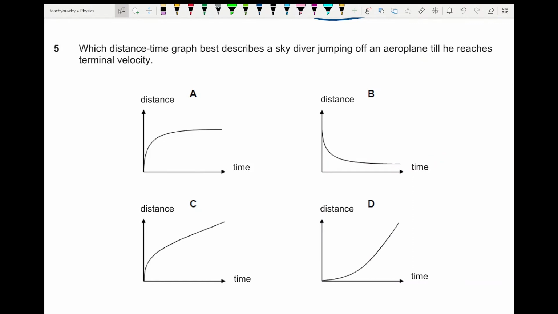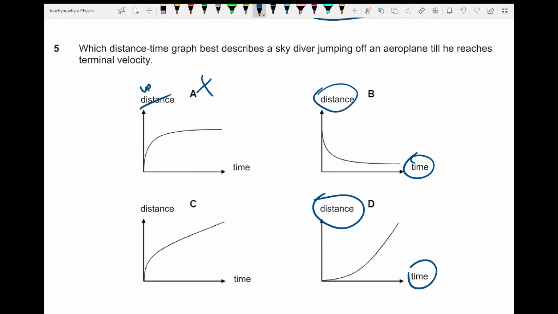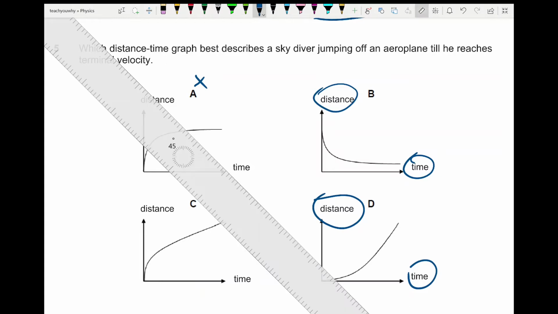Okay, so before we start, let's pay attention to the graph first. This graph is a distance time graph. It's not your velocity time graph. Therefore, A is out, unless this is velocity, then fine. Otherwise, A is out of the question. Before you start any graphing questions, pay attention to the axis. The axis makes or breaks your answer.